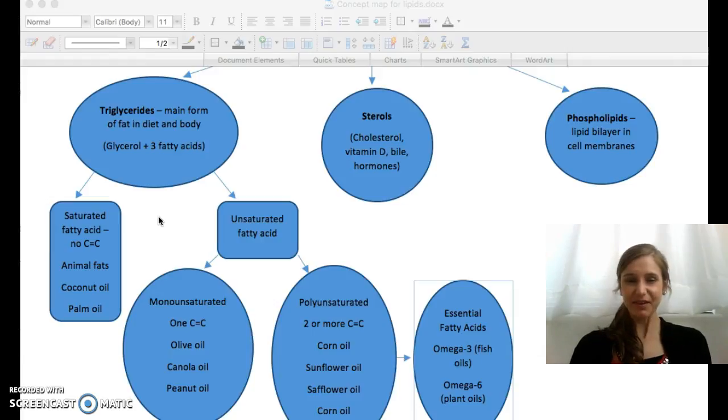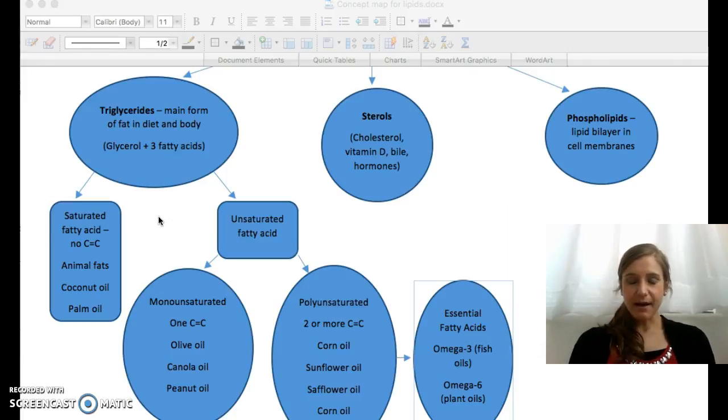Another fat that I want to talk about are hydrogenated oils or trans fats. They're not listed here on this concept map, but it's important to know that they behave very similarly in the body to saturated fats by raising those bad levels of cholesterol, which again contribute to a lot of those plaques and fatty deposits in our blood vessels.